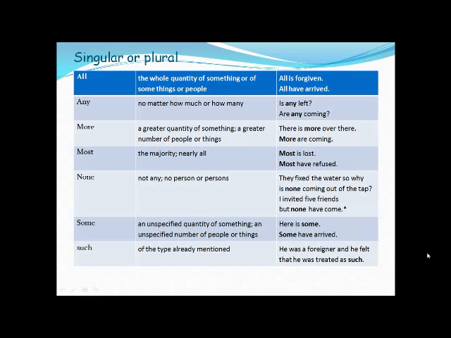And this is for singular and plural. You can see that all means the whole quantity of something or of people. For example, all is forgiven and all have arrived. Any. This means no matter how much or how many. For example, is any left? And are any coming?